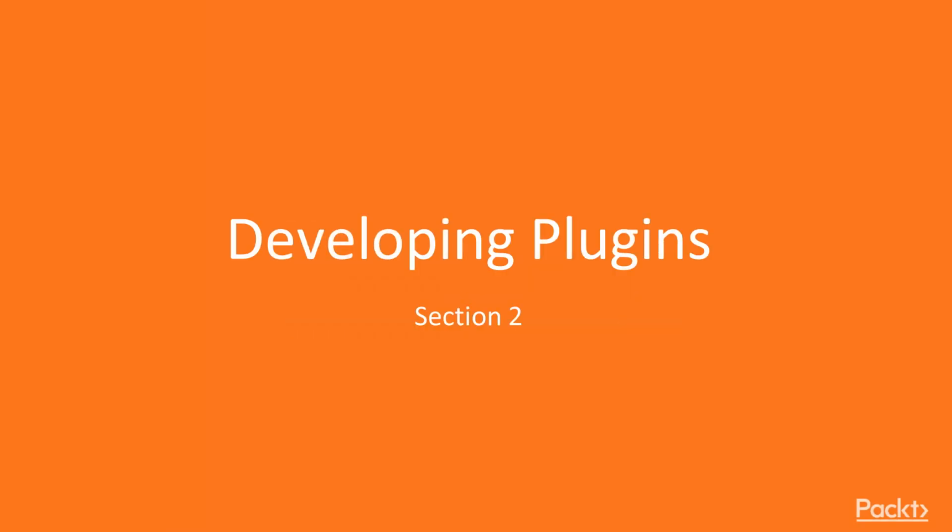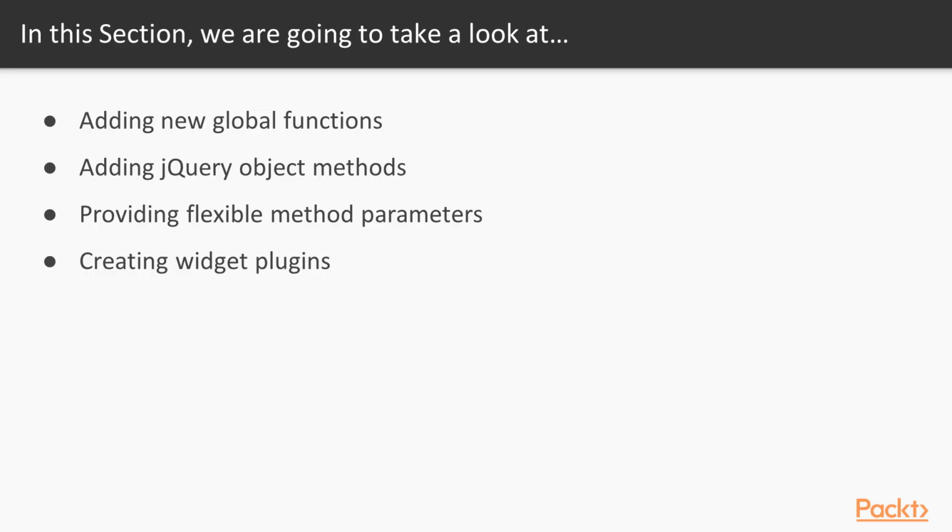Hello, welcome back to the next section, developing plugins. In this section, we'll be first adding new global functions within the jQuery namespace. Moving on, we will be adding jQuery object methods that allow us to act on DOM elements. Also, we will be providing flexible method parameters. Finally, we will be creating widget plugins using the jQuery UI widget factory.